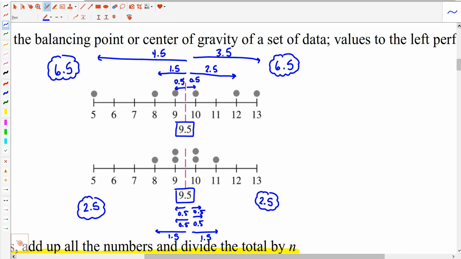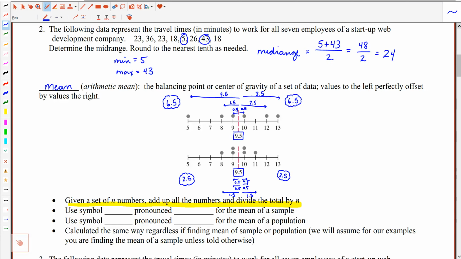So there is an example of what we mean, or what we're implying, when we say that the mean is the balancing point of the data set.